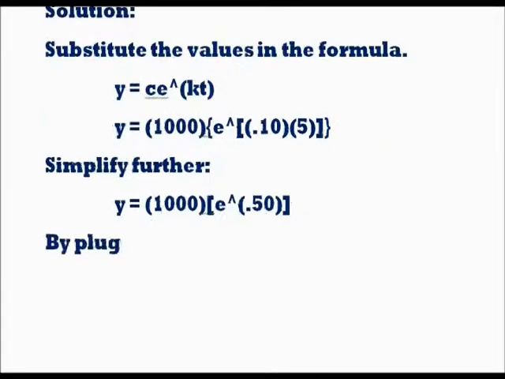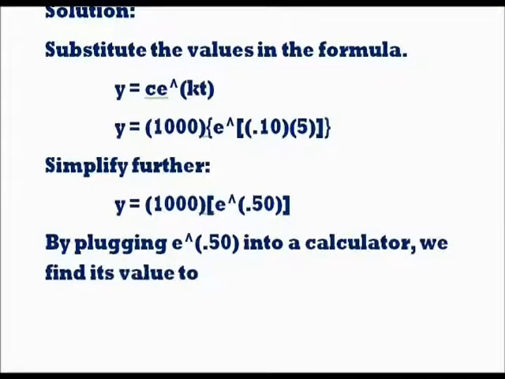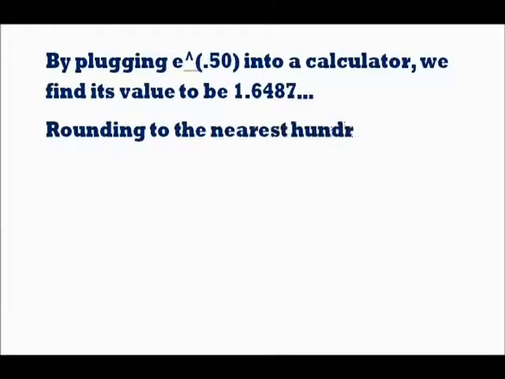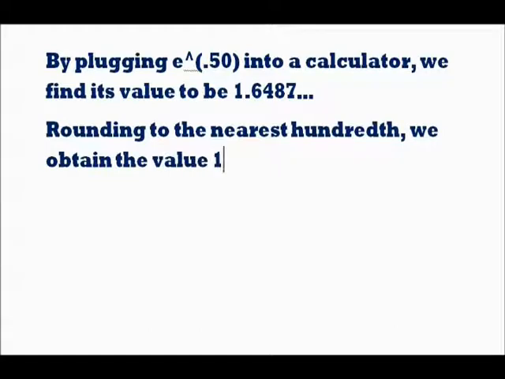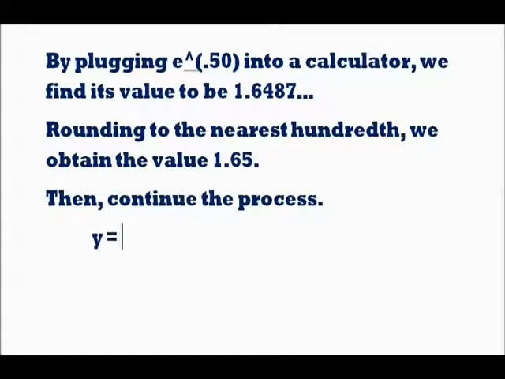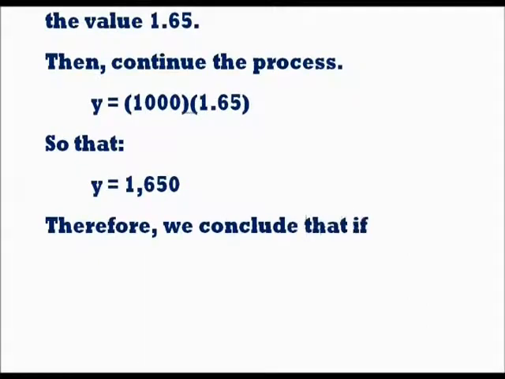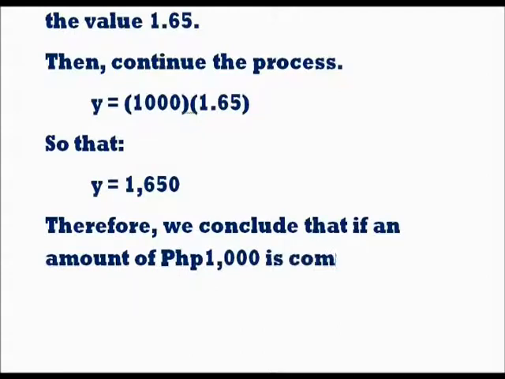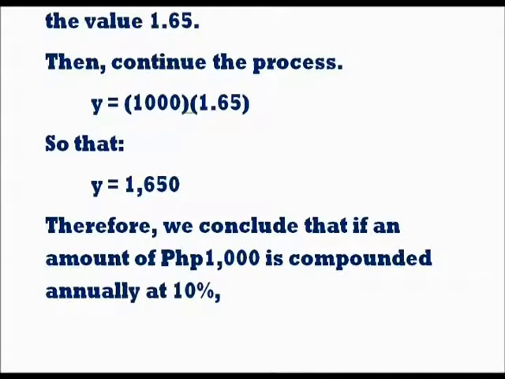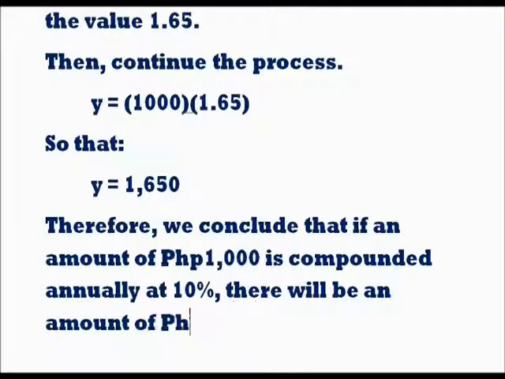By plugging e raised to 0.50 into a calculator, we find its value to be 1.648721. Rounding to the nearest hundredth, we obtain the value 1.65. Then, continue the process. Therefore, we conclude that if an amount of 1,000 pesos is compounded annually at 10%, there will be an amount of 1,650 after 5 years.